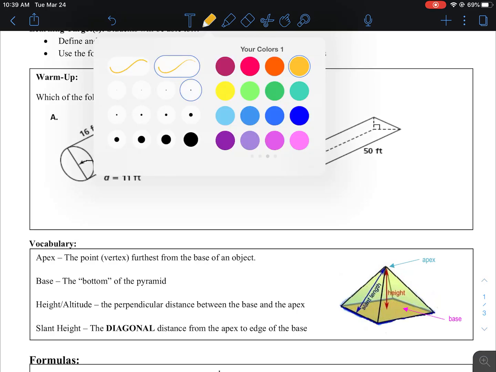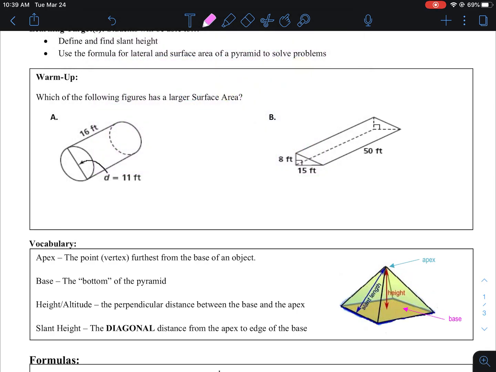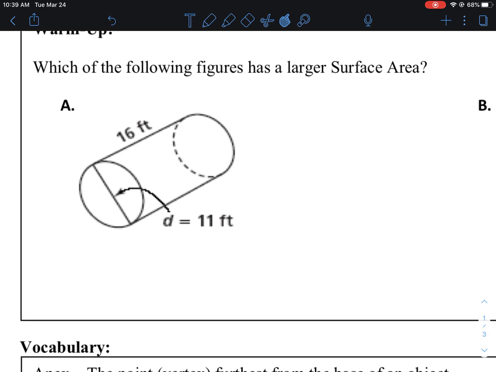Let's do the warm-up. How about this? Pause it so that you can try the warm-up by yourself. Challenge yourself a little bit, okay? Pause it. It says, which of the following figures has a larger surface area? We've learned surface area of cylinders. We've learned surface area of triangular prisms, like B, right? So you can do this. Pause it, try it, and then keep watching to see if you did it right.